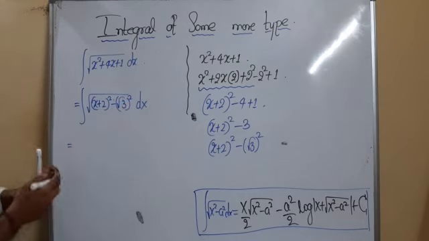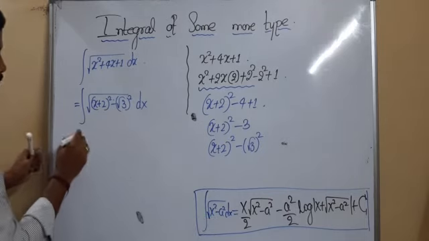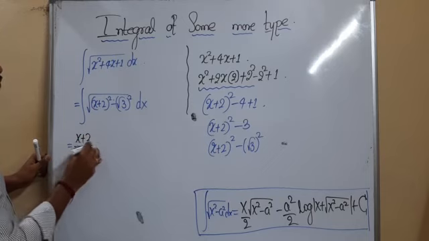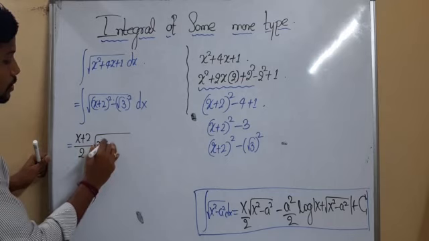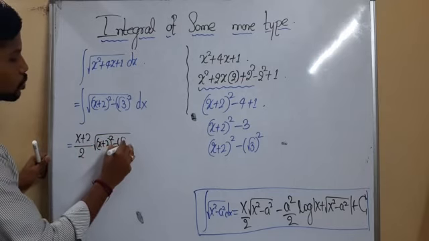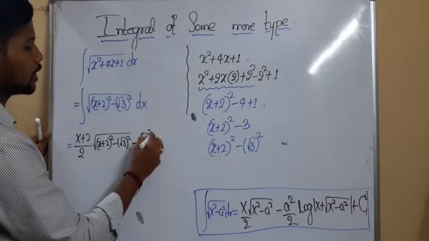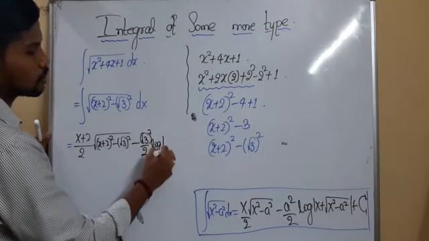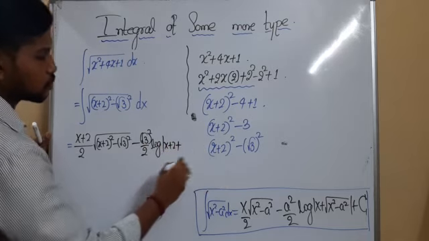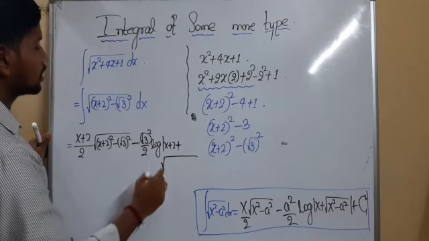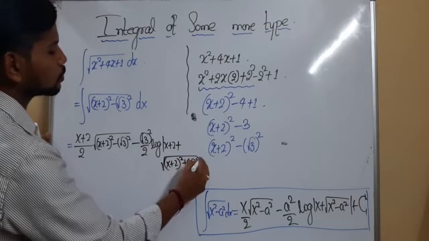Means I can apply the formula very easily. The x value is x plus 2, and a value is root 3. Now it's very easy to apply. It will be (x plus 2) divided by 2 times the square root of x square plus a square, which means (x plus 2) whole square minus root 3 whole square. Then a square means root 3 whole square, divided by 2, log of modulus of x, which means x plus 2, plus the square root of x square plus a square. Below this I write plus, it is the square root of (x plus 2) whole square plus root 3 whole square, plus c.